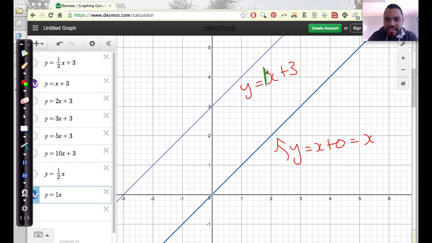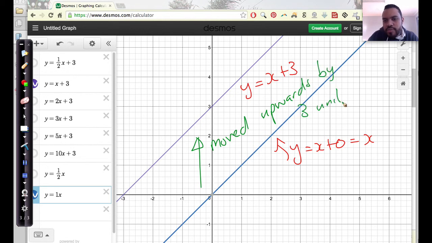So the gradient is 1, and you can see if a man runs up here and he runs up here, he has to put in exactly the same effort. So the gradient didn't change. However, the graph moved upwards by 3 units. It was pushed 3 units upwards. That's our observation over here.